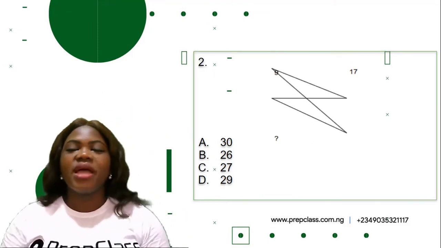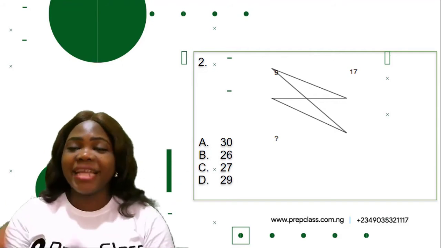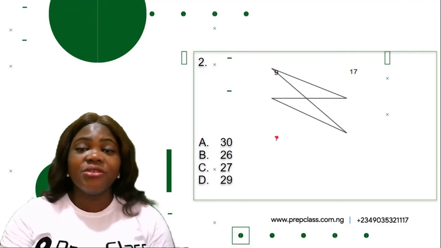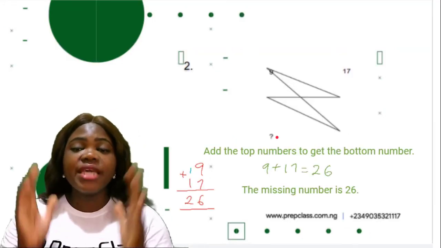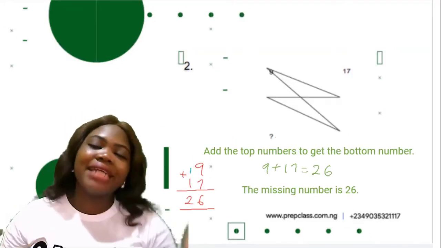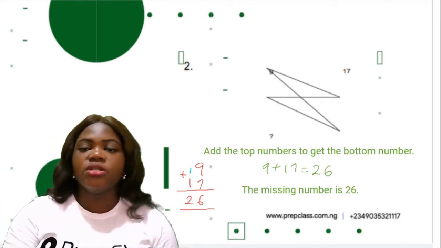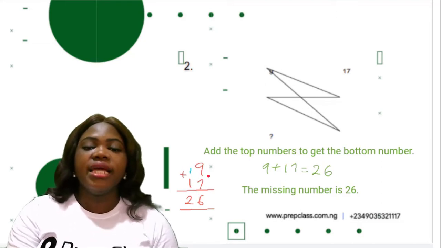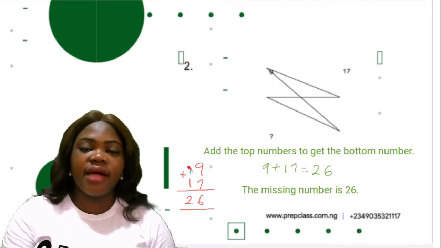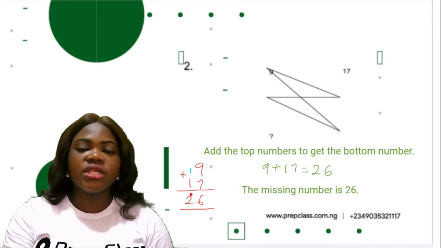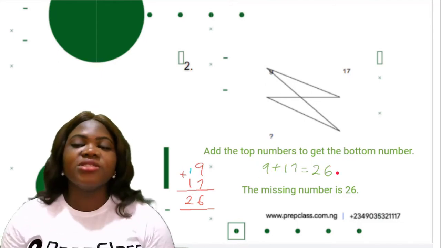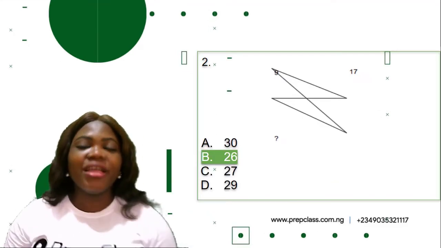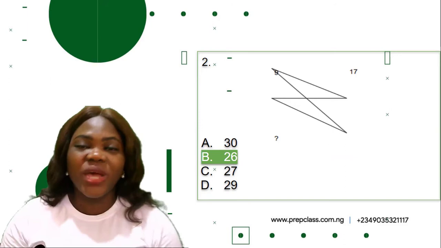Question 2. We are given the two top numbers as 9 and 17, then the bottom number is missing. How do we do this? Remember, from the samples, to get the bottom number, we simply add the two top numbers. The two top numbers here are 9 and 17. So 9 plus 17 can be done here. 9 plus 7 is 16. Write 6, carry 1. 1 plus 1 is 2. So 9 plus 17 is 26. This means that the missing number is 26. So the correct option here is option B, 26.